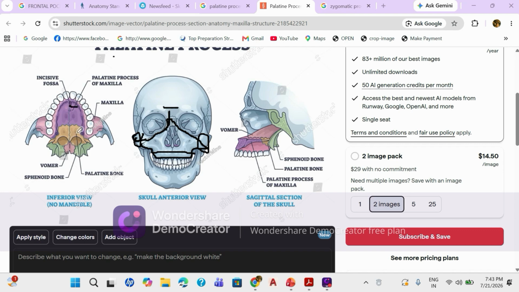In the posterior portion, it forms the floor of the nasal cavity. From the upper surface, it forms the floor of the nasal cavity. We can clearly see this. It forms the floor of the nasal cavity superiorly and laterally is bordered with the crest of the bone. The posterior border fuses with the horizontal plate of the palate.